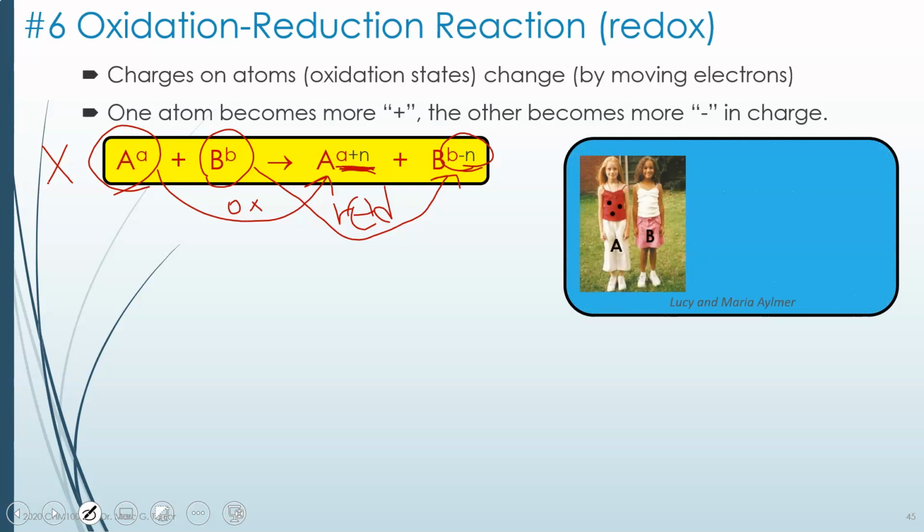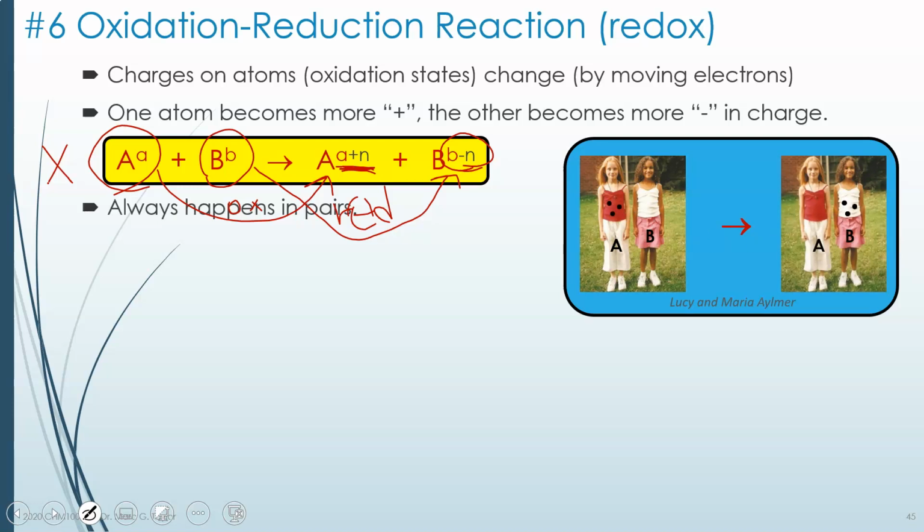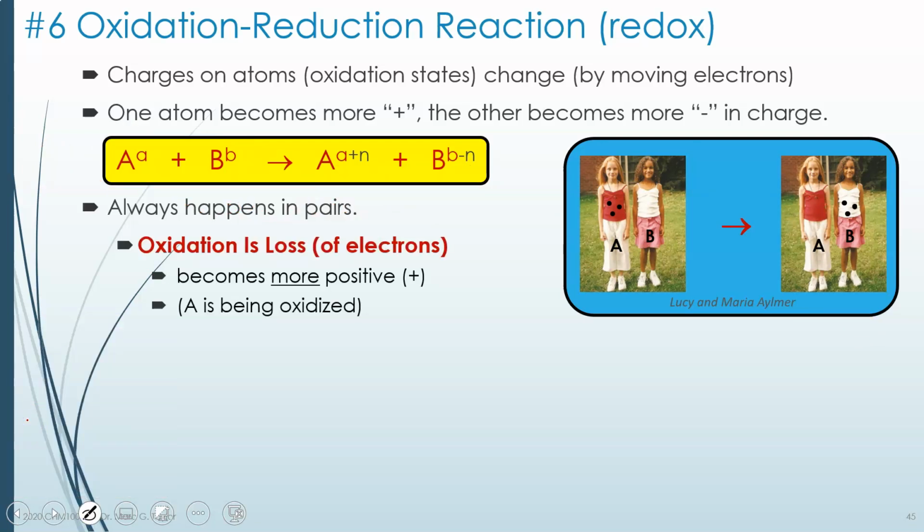So here's kind of a pictorial way of looking at it. These are two young ladies, and think of them as two atoms. One has a lot of electrons and the other has no extra electrons, and one passes them on to the other. So A lost her electrons, that's an oxidation. B gained her electrons, that's a reduction. So A is now more positively charged, you can think of it that way, and B is more negatively charged. So oxidation and reduction always happen in pairs. They have to, because one atom's losing electrons, they have to go somewhere so another atom picks them up.